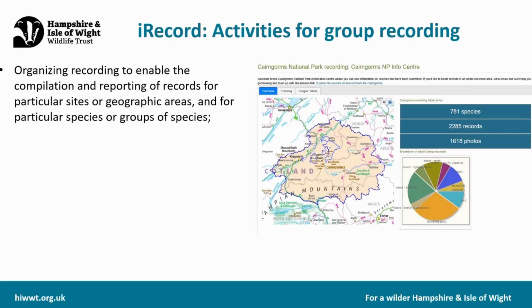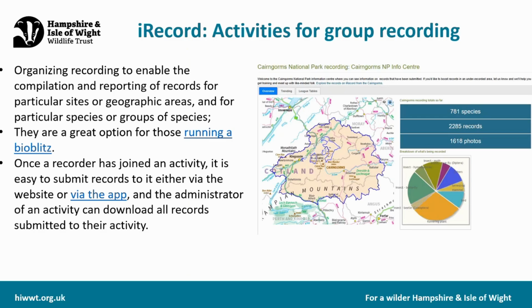And this is just an example here that I found of Cairngorms National Park project. You can see that it gives you this overview tab. It gives you a very quick overview with 780 species and the number of records, and then the pie chart there, a useful overview of the different species and different groups that are being recorded. Again, you can set it up to run a BioBlitz in projects, which can be useful.